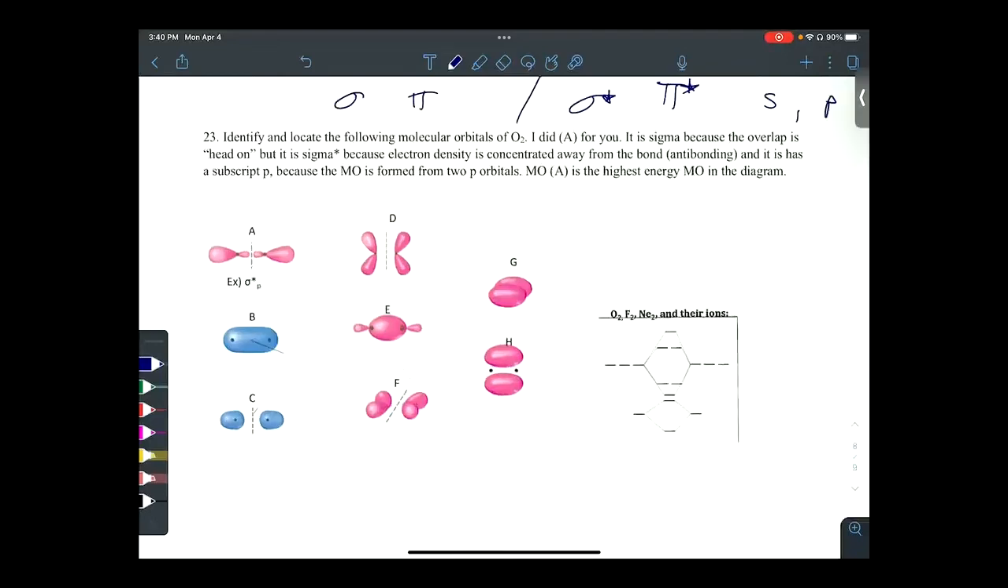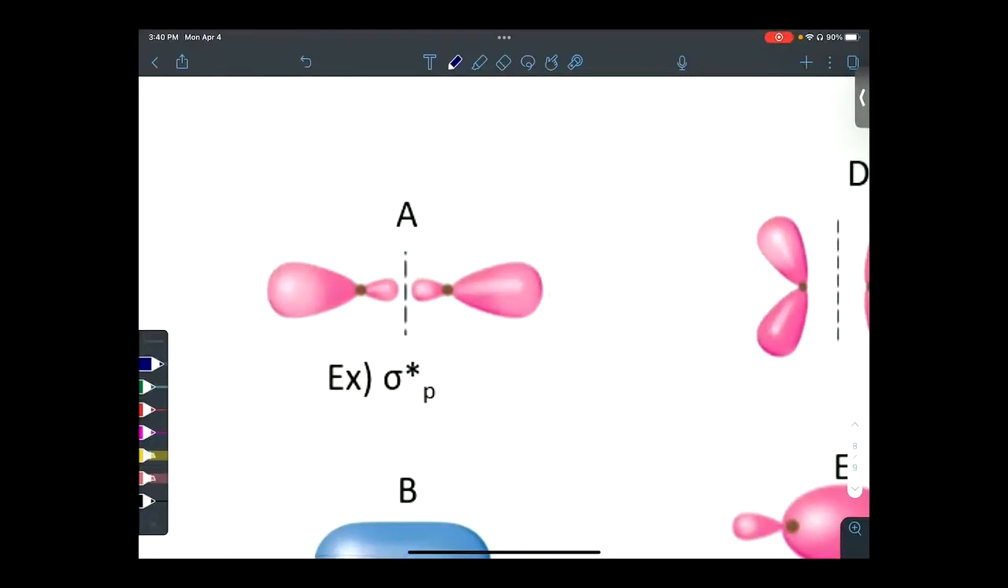So I did A for you. This is my thought process for A. Here's the MO. I know it's a molecular orbital because it's two atoms interacting. I have an atom here and an atom here. They're interacting. So the first thing I think is, are these orbitals overlapping head-on or side-by-side? Head-on, yes. So it's a sigma something. Then I ask myself, is the electron density between the atoms, so therefore making a bond where they're shared? Remember, they're sharing electrons for a covalent bond. Or is it localized away from the bond?